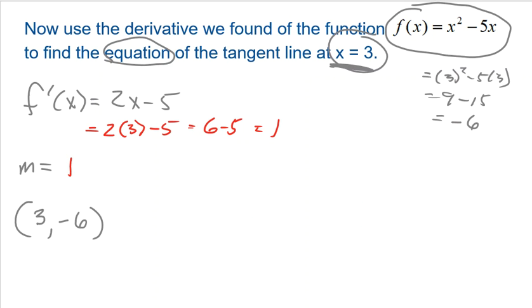So the point comes from the function. Plug 3 into the function to get 3 comma negative 6. The derivative produces the slope for you. All you got to do is plug in 3. 2 times 3 is 6. 6 minus 5 is 1. Now I can find the equation.